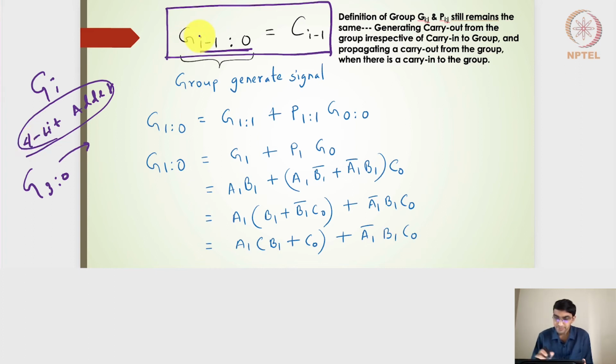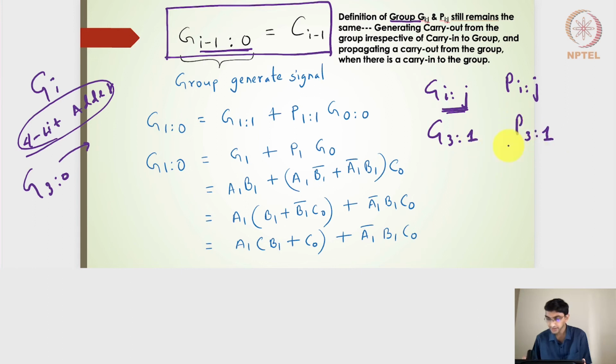The definition of the group-wise Gi to j and Pi to j still remains the same. This is group-wise now, so i and j are not individual bits. I and j are not the same, they are different numbers. Let's take an example of G 3 to 1 or P 3 to 1. So this becomes the 3, 2 and 1 bits.